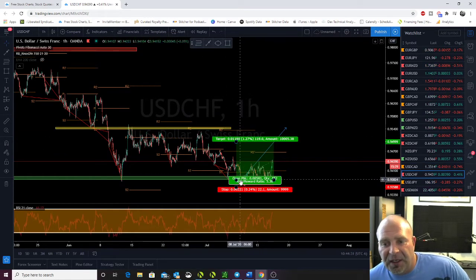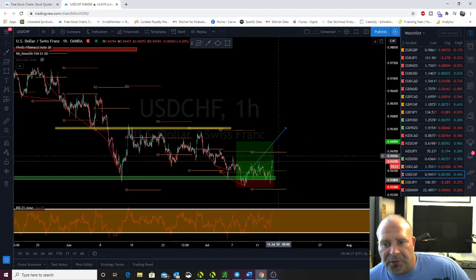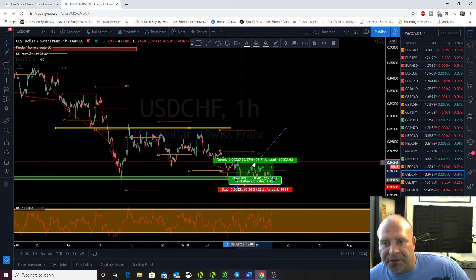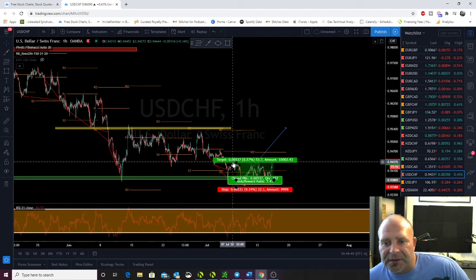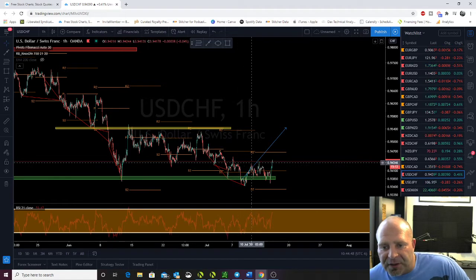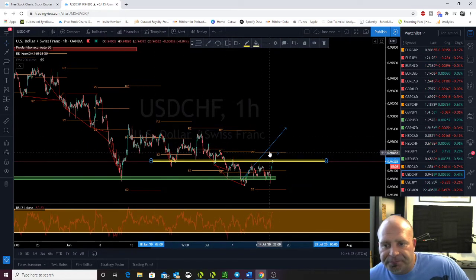USD Swiss franc, I'm bullish all day long from this bullish zone, and you can see we've done quite well in that area so far. I don't think there's much more in it, so we'll probably just take this and move on. I'm starting to see a good make or break zone right here.